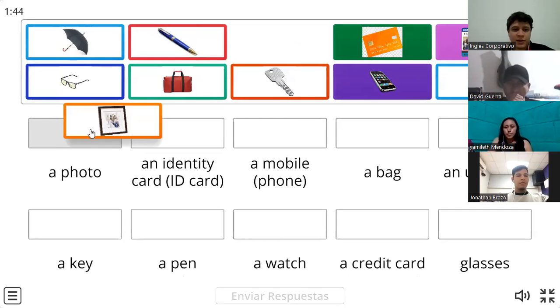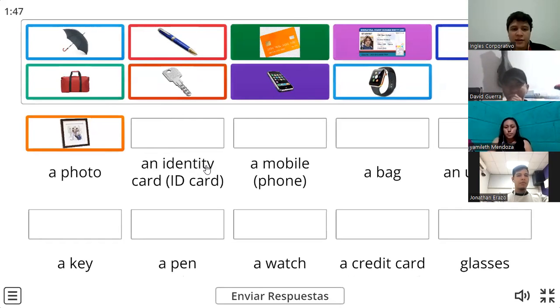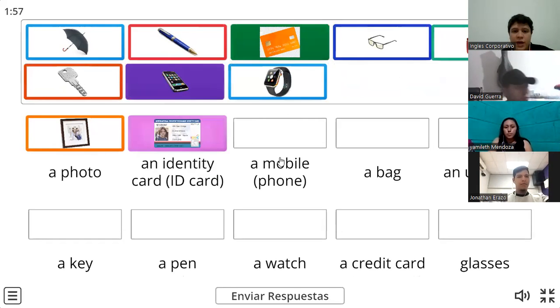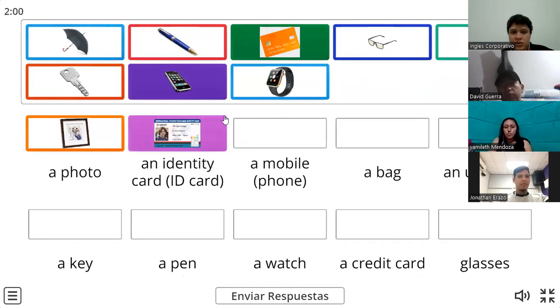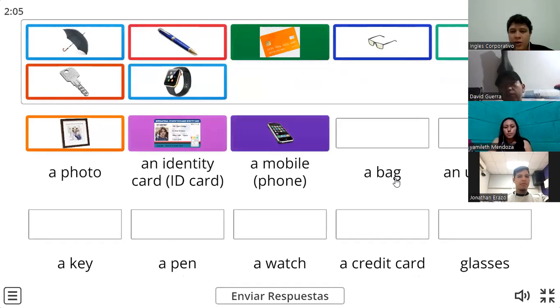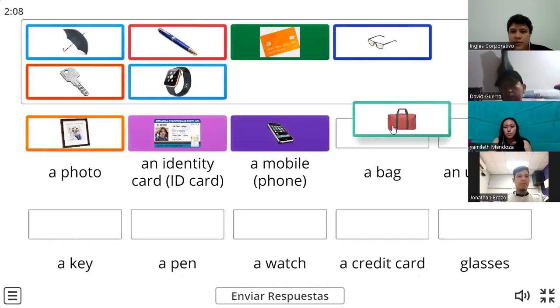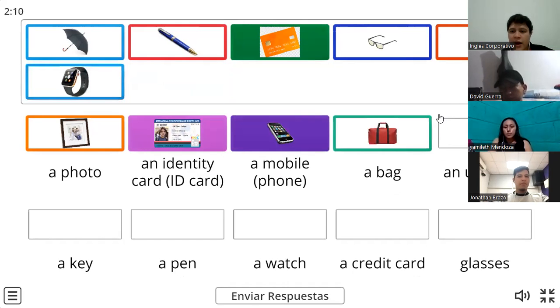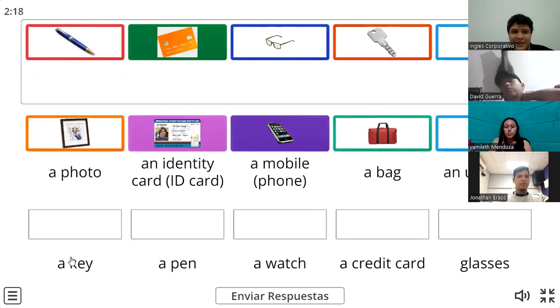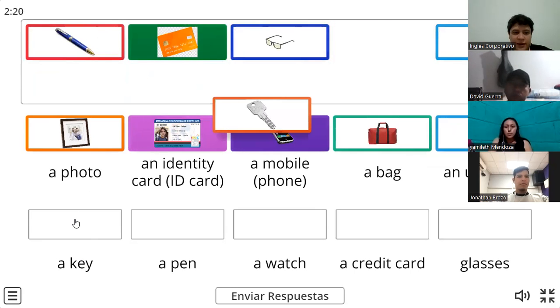So, it's this one. So, now we have an identified car. So, it's ID car, right? What is an ID car? It's this one, right? ID car. Now, we have a mobile phone. So, a cell phone, right? Celular. Now, a bag. What is a bag? Es una mochila, right? Una cartera. Now, we have an umbrella. What is an umbrella, guys? Es un paraguas, right? Paraguas. Now, a key. A key, una llave.